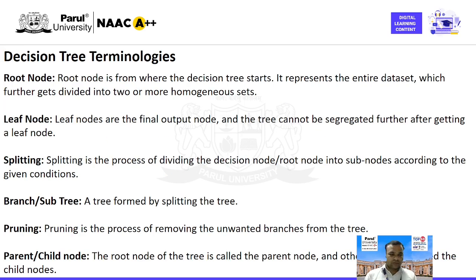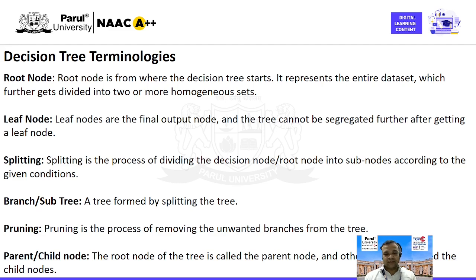There are some basic terminologies of the decision tree. First one is the root node. We already saw it in the previous slide. The root node is where the decision tree starts. It represents the entire data set, which further gets divided into two or more homogeneous sets. And leaf nodes are the final output nodes, and the tree cannot be segregated further after getting a leaf node, because these are the final output nodes.